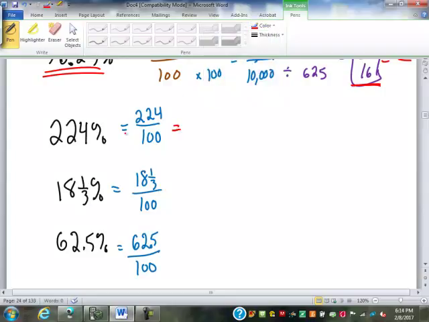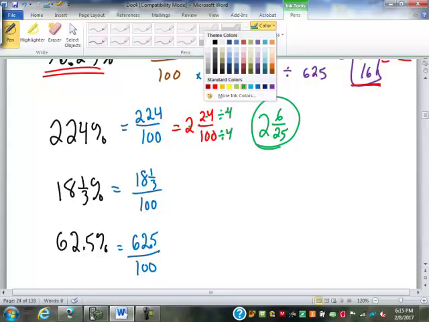So for the first one, 224% becomes 224 over 100. We take out the 100. It goes in there 2 times with 24 hundredths left over. And we can reduce by 4. So we keep the 2. 24 divided by 4 is 6. 100 divided by 4 is 25. So 2 and 6 25ths. How many of you got that? Good deal. Good start.